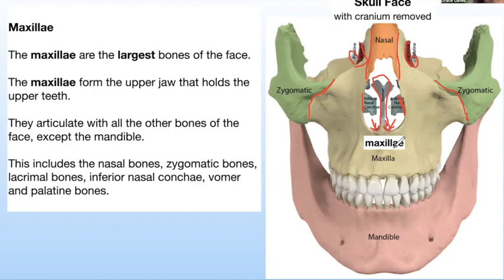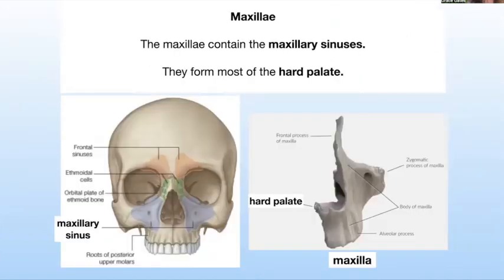So those maxillae, they are just right in the center of everything. The maxilla bones contain the maxillary sinuses. They form most of the hard palate. Here we have the maxillary sinus and the maxilla bone. And you saw it. Now we'll get rid of it. And the hard palate.